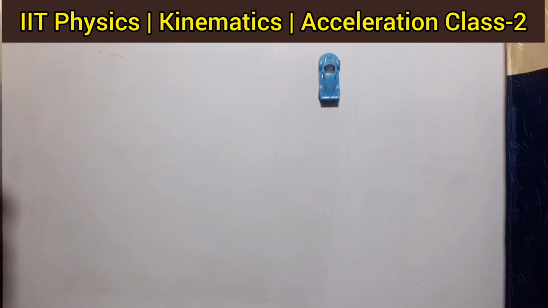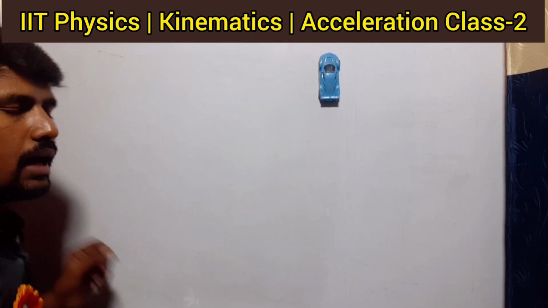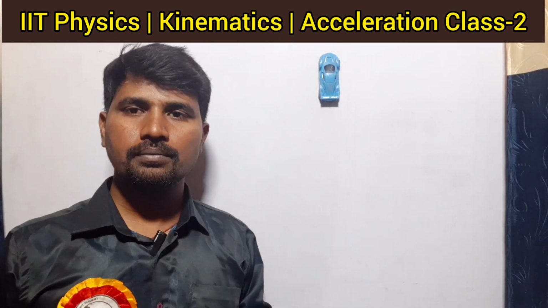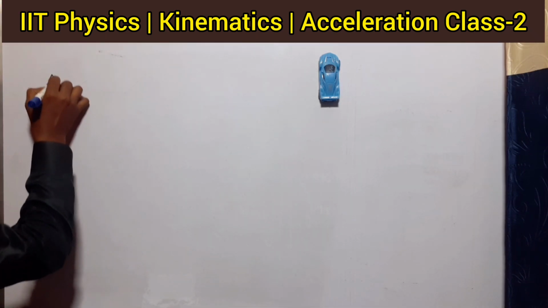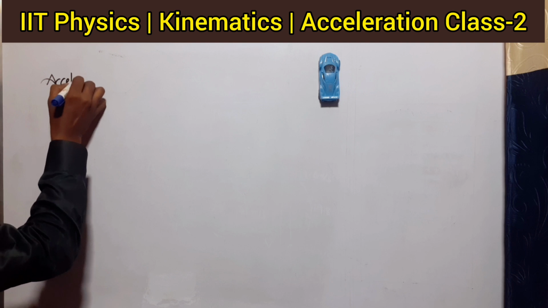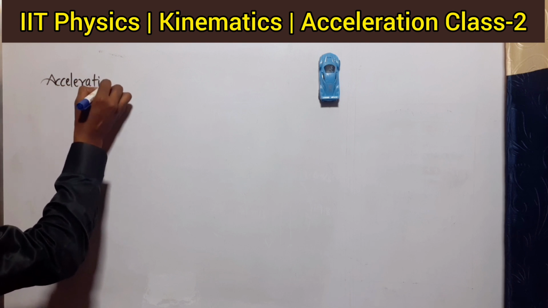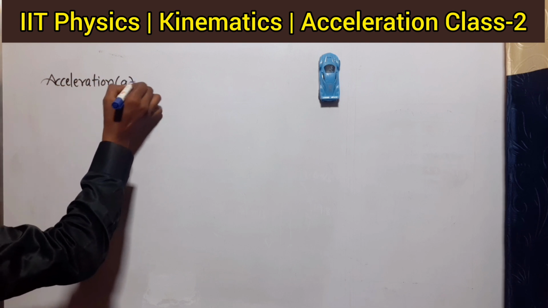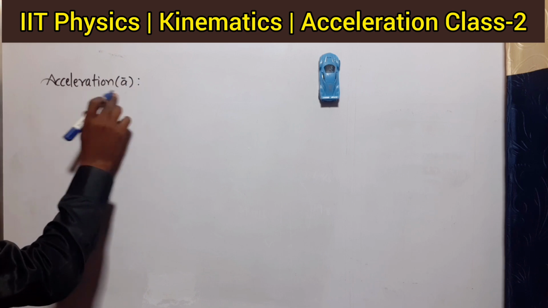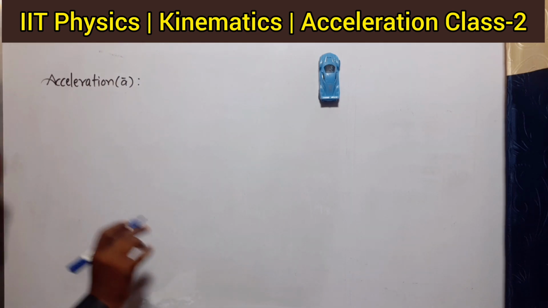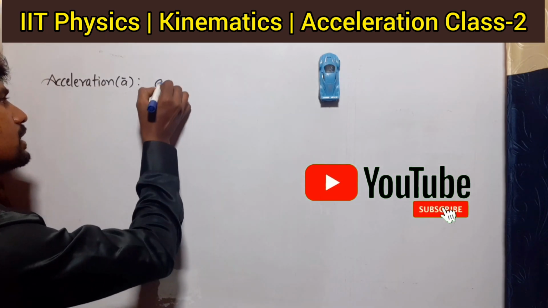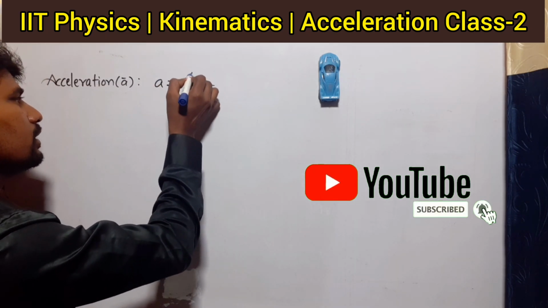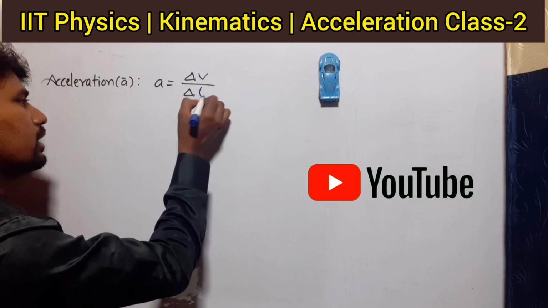Let us continue the acceleration part. As per definition, acceleration is denoted with small a, a vector quantity. It is the rate of change of velocity, delta v by delta t.